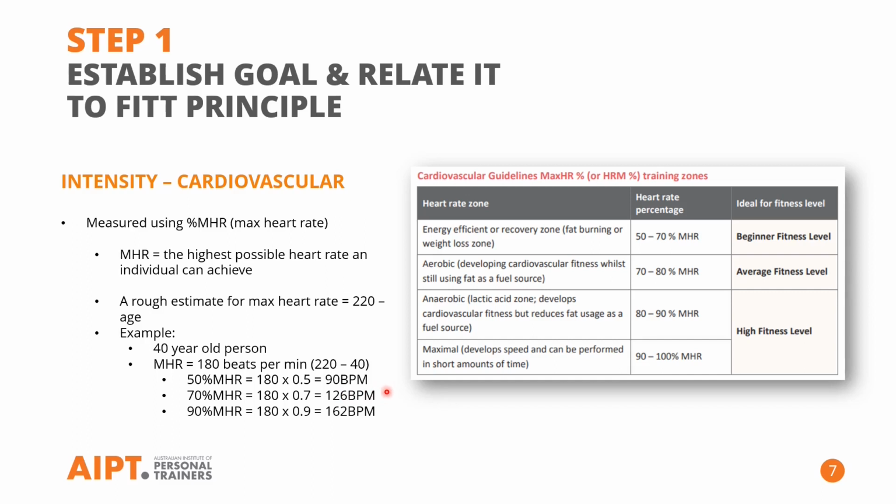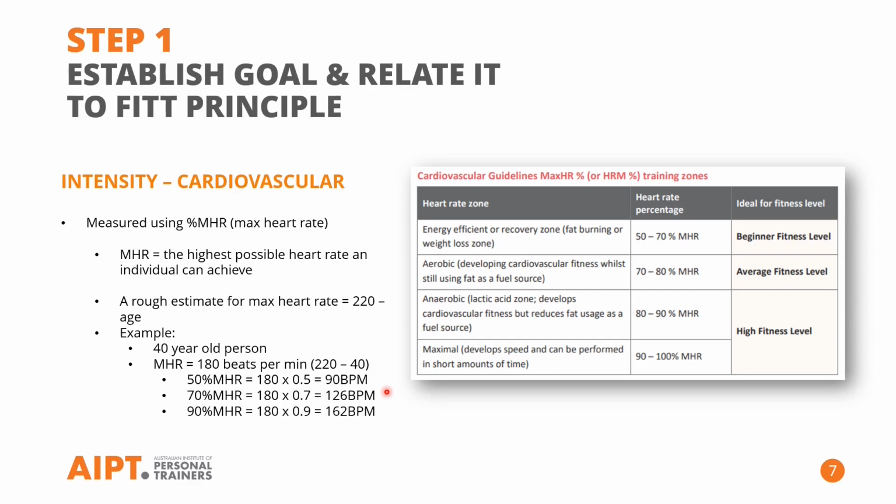To work this out, you would take their maximum heart rate of 180 and multiply it by 0.7. It's just the easiest way to get there. And that gives you 126 beats per minute. At 126 beats per minute, you're starting to work a bit harder there. You're probably breathing faster, you can feel your heart beating, and so that's obviously a higher intensity.